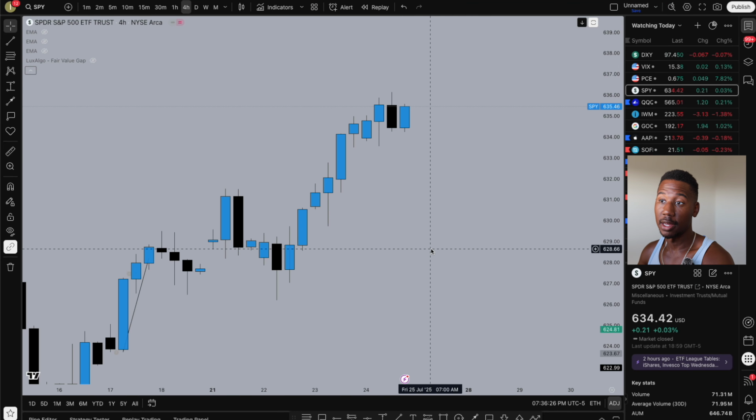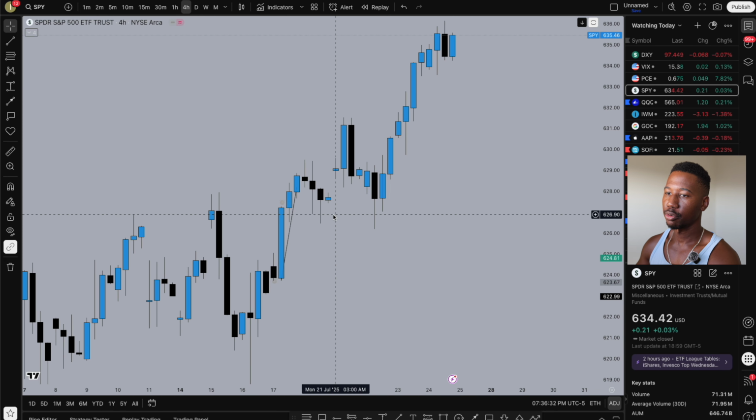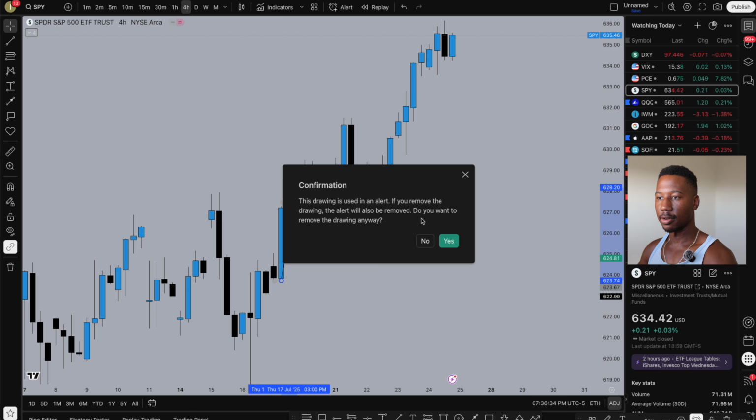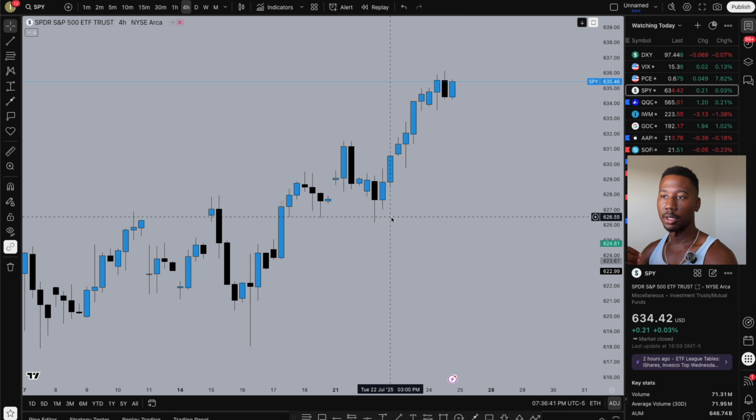All right, so here we are. We're taking a look at the SPY on the 4 hour chart. I've got pretty much all my indicators turned off because this is something we want to be able to do with a bare chart. We don't need EMAs, we don't need VWAPs, we don't need RSI or anything to know if the market is about to shift. Just simple price action.